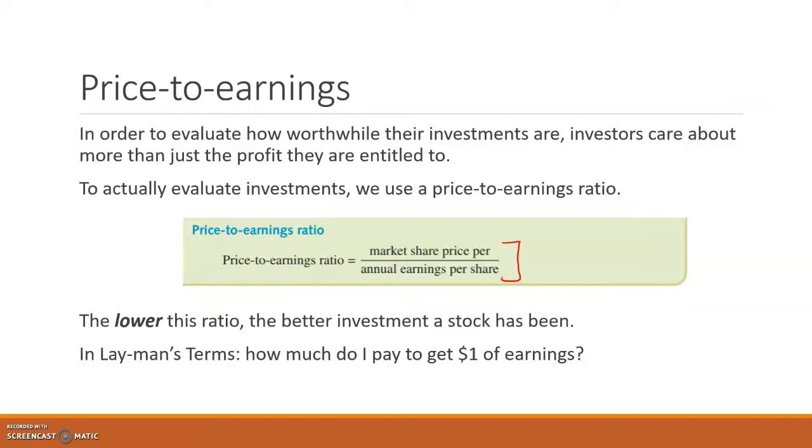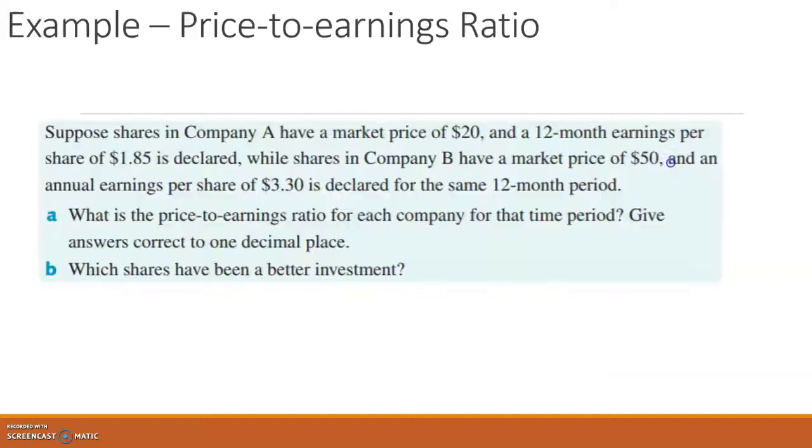The lower this ratio is, the better investment a stock has been. The reason for that is, in layman's terms, it's saying to us, how much do I pay to get $1 of earnings from my shares? So how much money do I put in to get $1 worth of earnings? The reason a lower number is better is, obviously, if I pay $10 and I get $1 of earnings, that's better than paying $20 and getting $1 worth of earnings. So the lower the price to earnings ratio, the better.